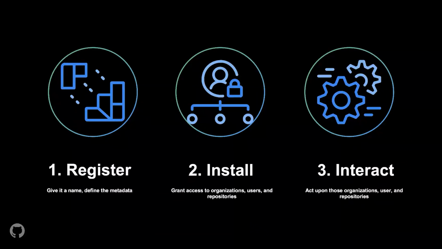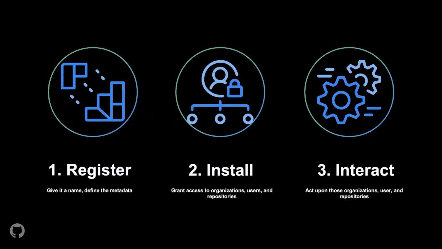Then there's the installation of that app somewhere. So that's the thing that will grant access to that app to things on GitHub. This is a bit like inviting a collaborator to your private repo, except that collaborator isn't another user, it's an integration represented by a GitHub app.